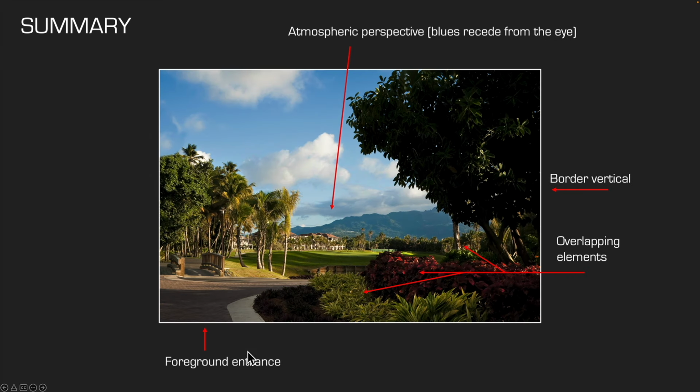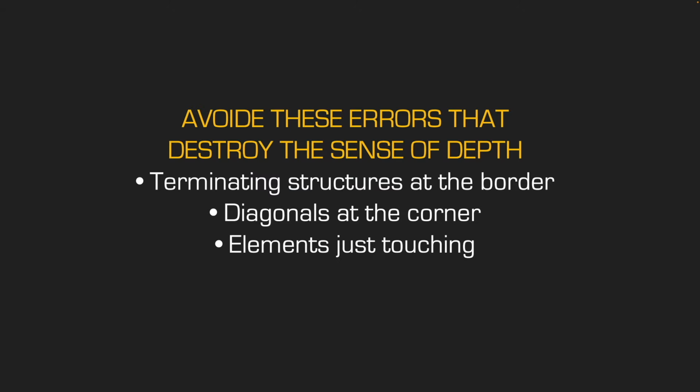And this is a summary of this. I have a foreground entrance here. I have blues and greens, atmospheric perspective. I have a border vertical here, and I have overlapping elements in the foreground. This overlaps this overlaps this overlaps that, to again create as much of a sense of depth as I can by using all of these elements.